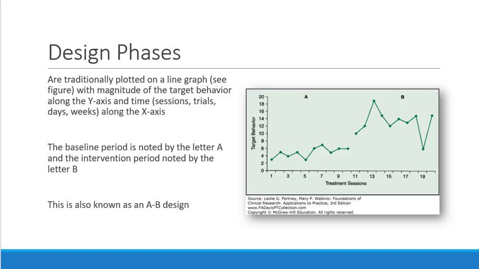So the design phases are traditionally plotted on a line graph, with magnitude of the target behavior along the y-axis and time along the x-axis. The baseline period is noted by the letter A, and the intervention period is noted by the letter B. This would also be known as an A-B design.